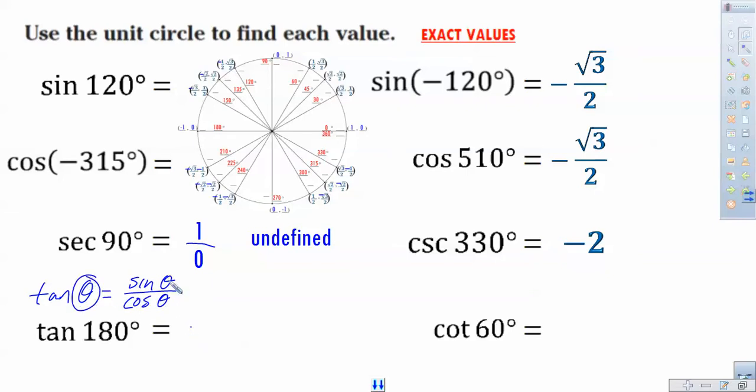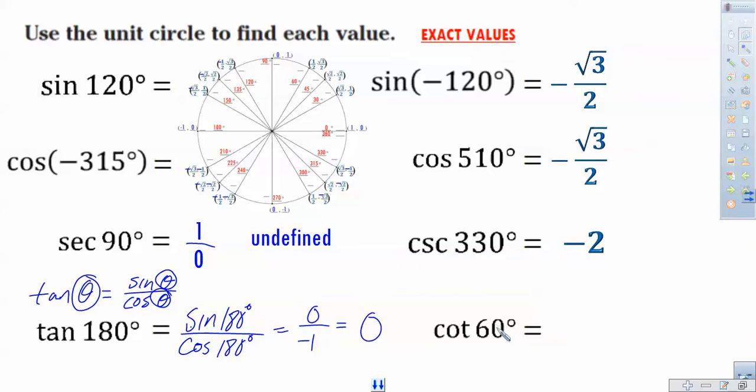No matter what angle we have here, we can take the sine of that angle and divide it by the cosine of that angle, and we have tangent. So when we see the tangent of 180, we want the sine of 180 degrees divided by the cosine of 180 degrees. The sine of 180 degrees, the y-coordinate at 180, is 0. The cosine of 180, the x-coordinate, would be -1. 0 divided by -1 is 0. So the tangent of 180 is going to be equal to 0.